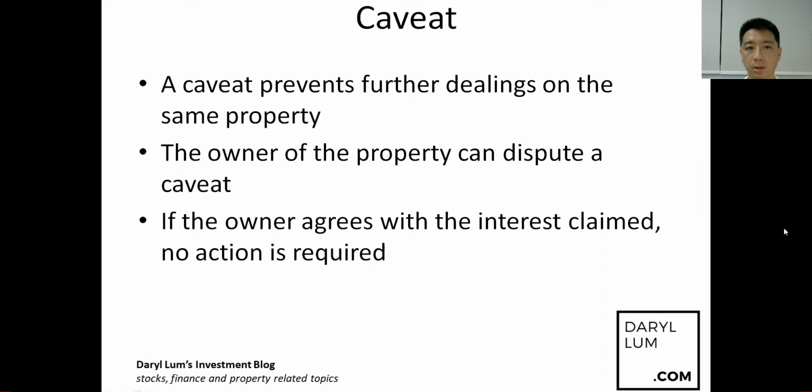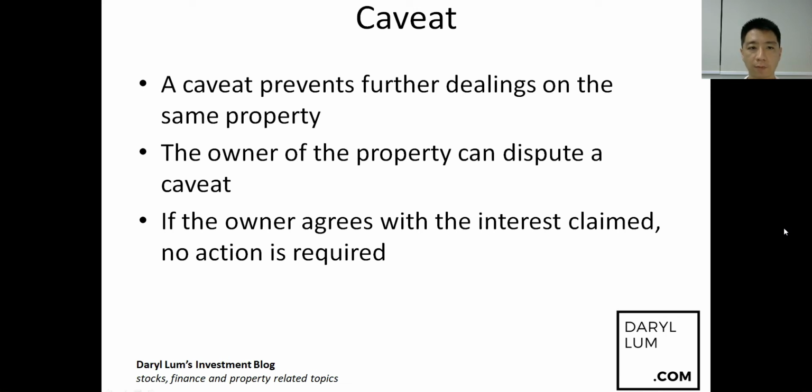The caveat is useful because it prevents further dealings on the same property. Imagine I'm the owner of a certain property, and I tell buyer A, hey, I want to sell this property, so you pay me 1%. Let's say my house is $1 million, you pay me 1%, so it's $10,000. I collect this $10,000. This buyer has to lodge a caveat.